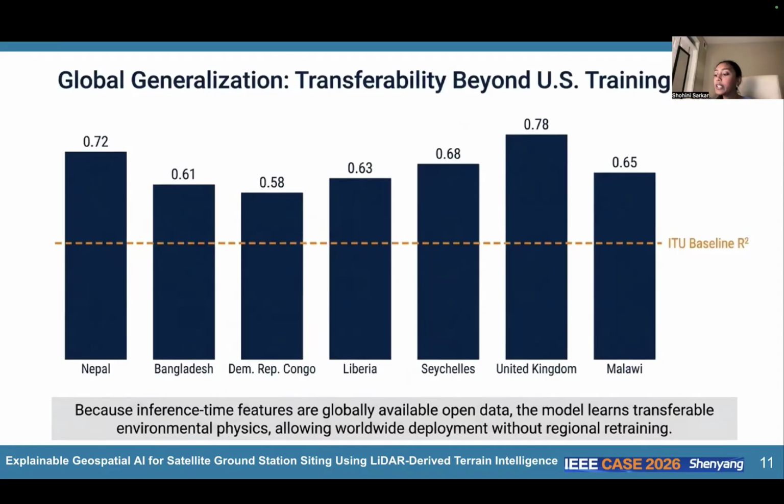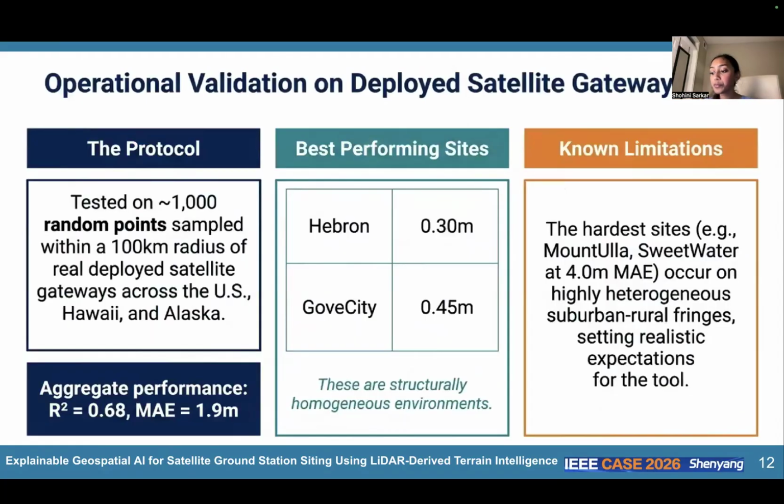This matters because all the inference time features are globally available. So even though LiDAR labels are limited, the trained model can still be applied in other parts of the world. This is one of the main reasons we focused on open global data from the start.